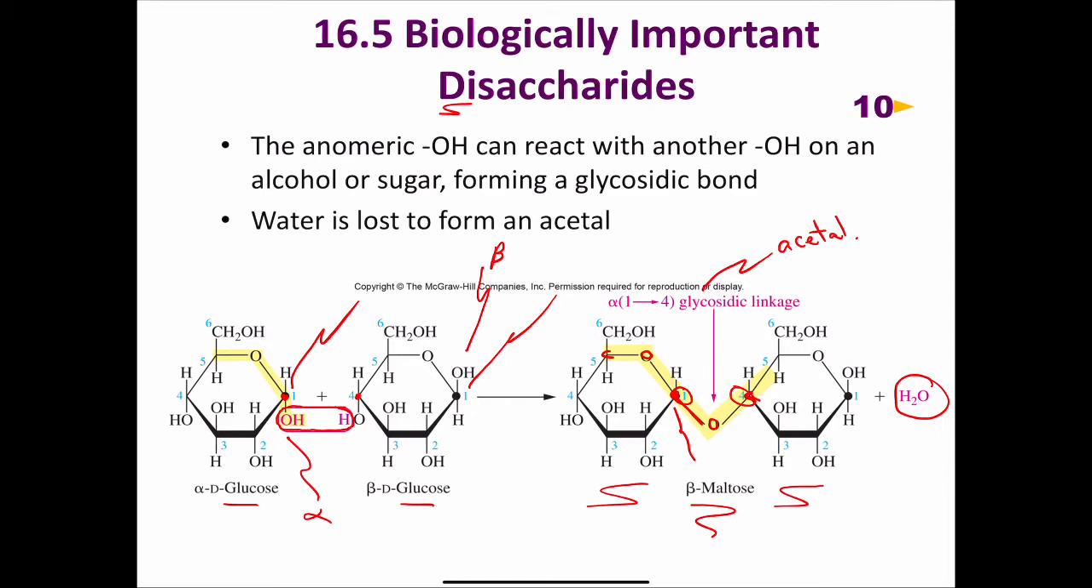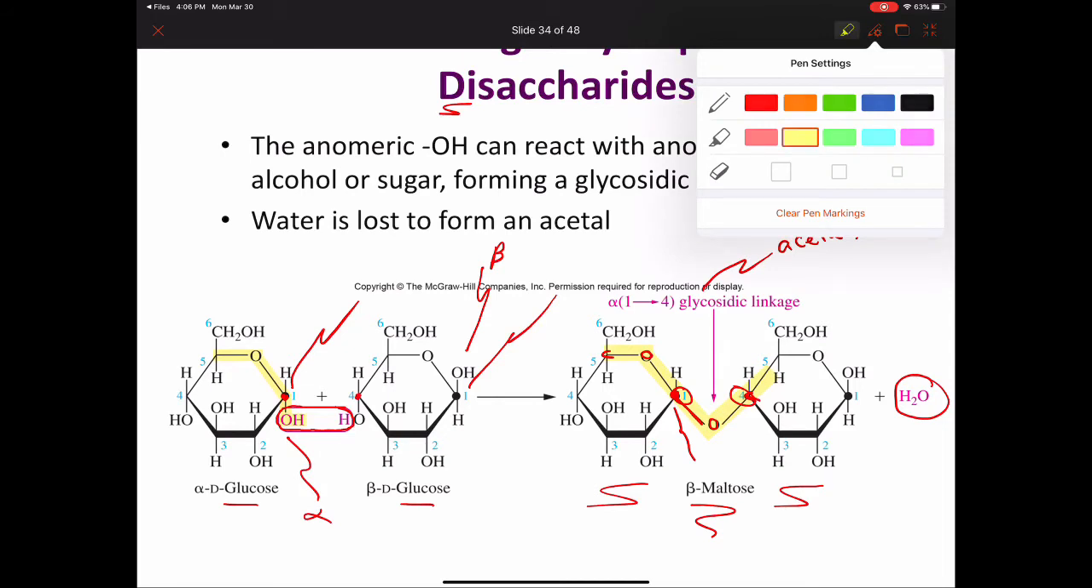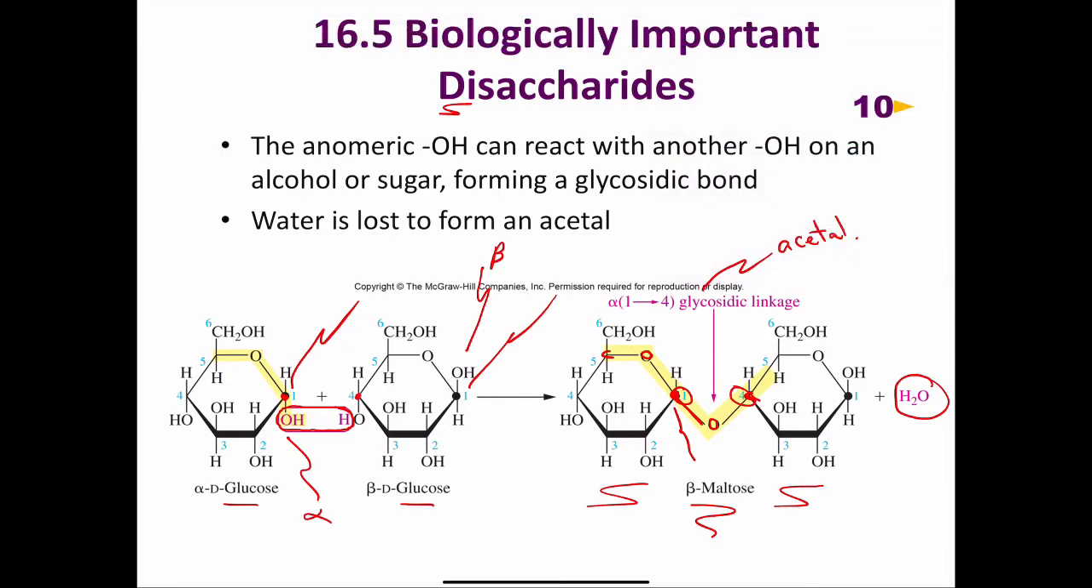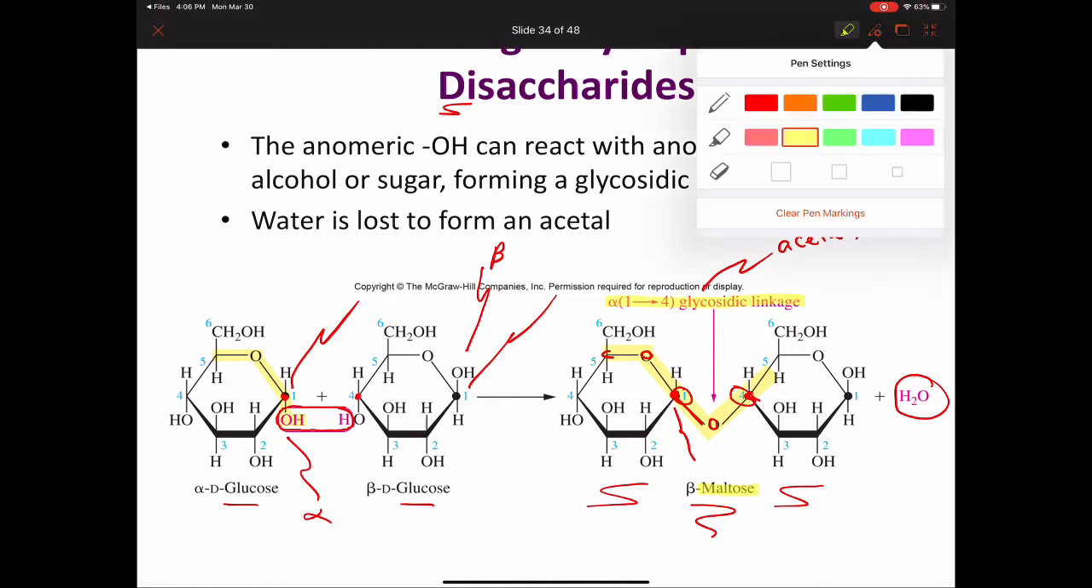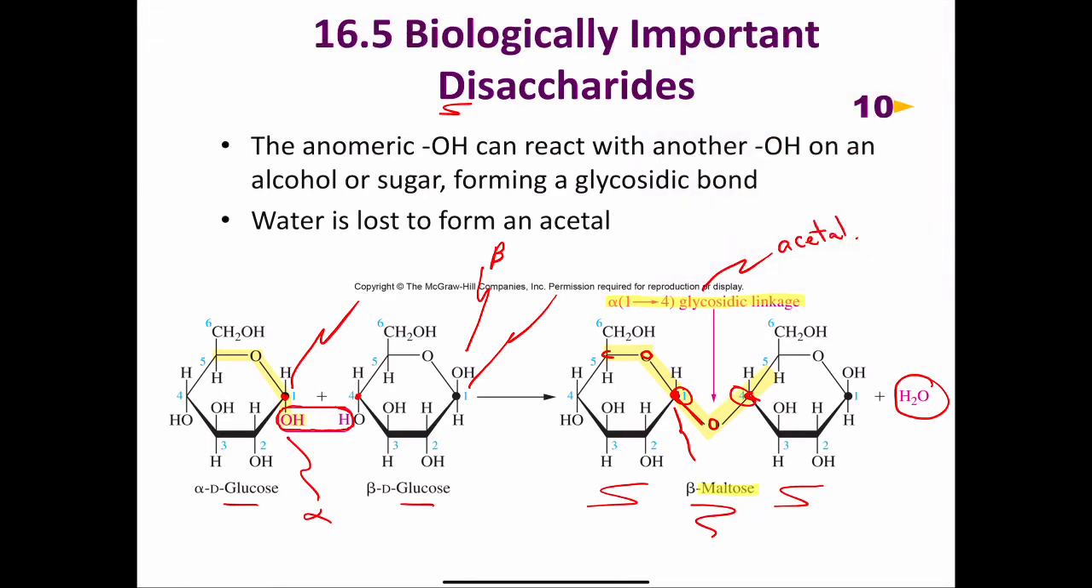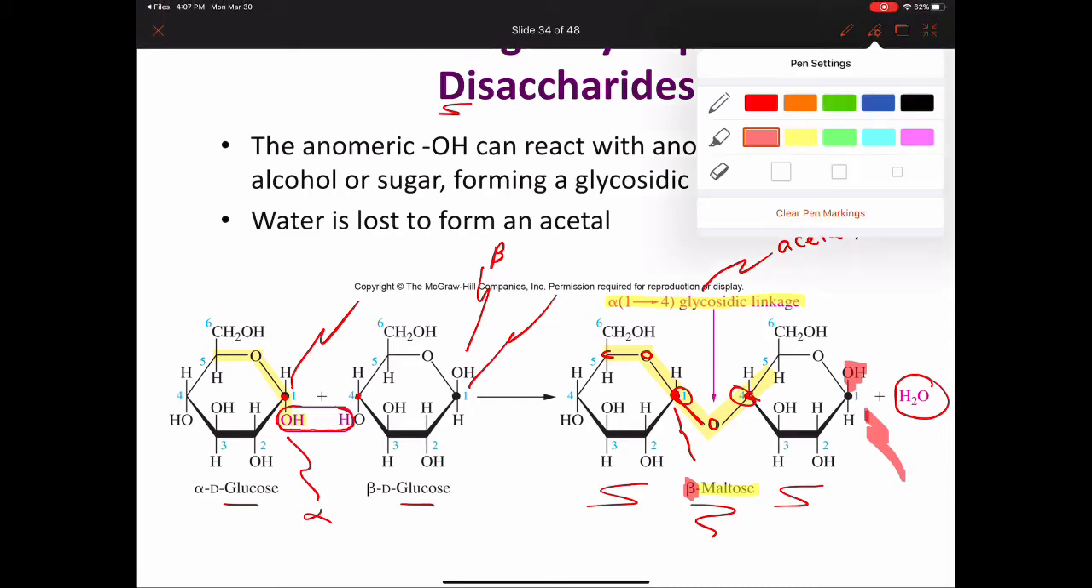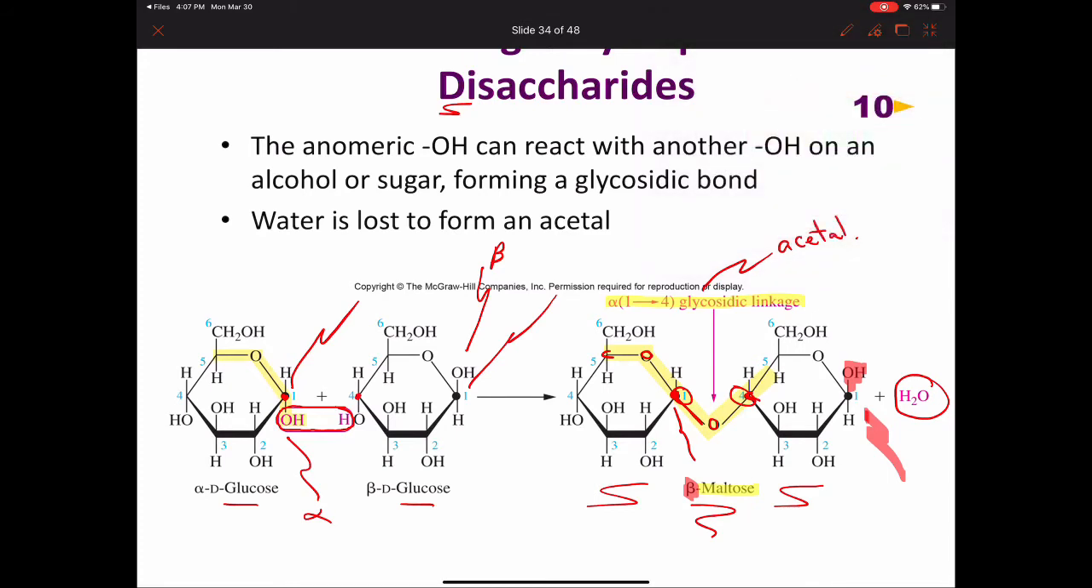Something I want to point out is that maltose is always going to be characterized by this alpha 1,4 glycosidic linkage. In this specific example, they've shown beta maltose. The beta means that the hydroxyl on this anomeric carbon is pointing up. Could I have alpha maltose? The answer is yes. If the hydroxyl on this carbon was pointing down, then it would be alpha maltose.